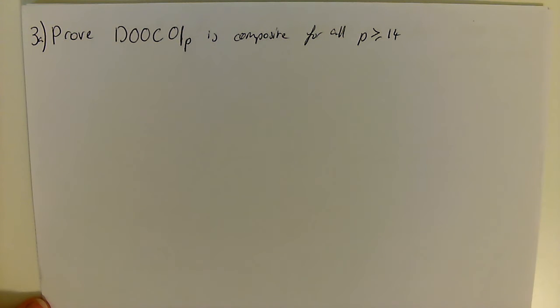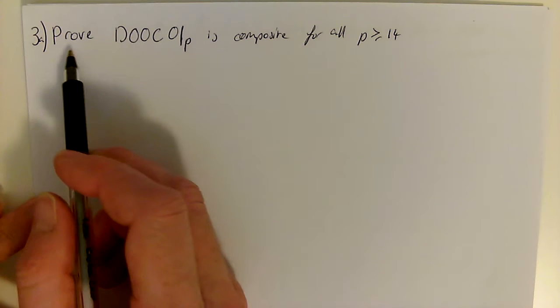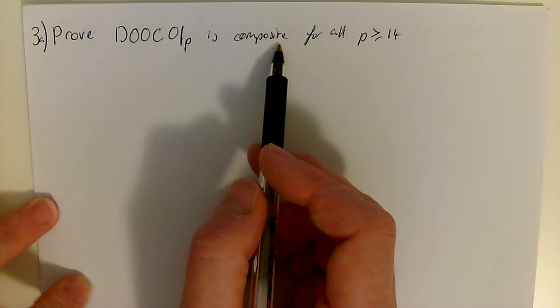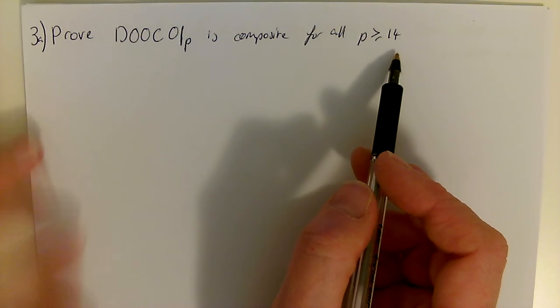This is from the number theory revision questions, so look at 3a. We've got to prove that this number, base p, is composite, so not prime. It has factors for all p that are greater than or equal to 14.